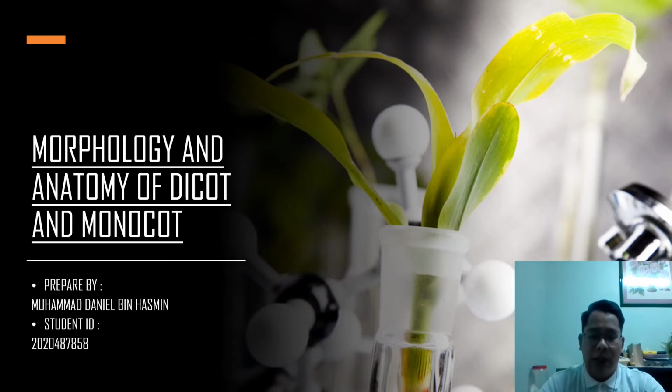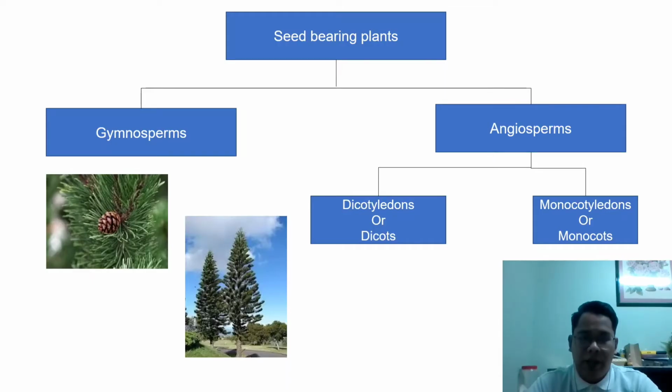Today for the subject AGR 122, I will talk about the morphology and anatomy of dicot and monocot. Seed-bearing plants are divided into two groups, gymnosperms and angiosperms. Gymnosperms are plants that have a well-differentiated plant body, vascular system, and bear seeds.